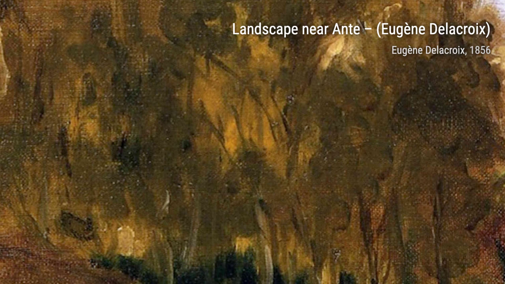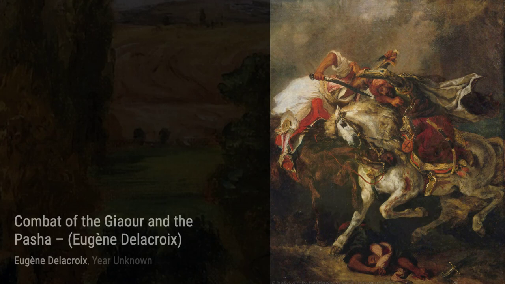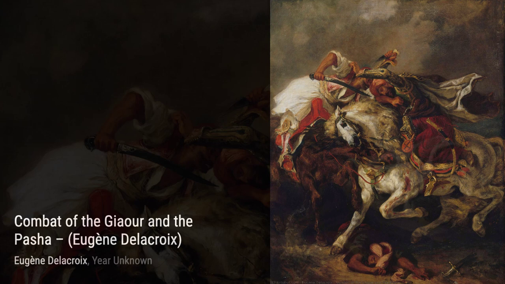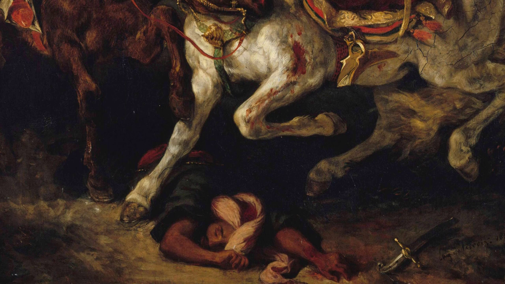Let's start with The Massacre at Chios. This powerful painting depicts the tragic events of the Greek massacre by Ottoman forces. Delacroix's use of bold colors and dramatic brushstrokes captures the intensity and horror of the scene. Moving on to Landscape near Ante, Delacroix transports us to a serene countryside. The delicate brushwork and soft hues create a peaceful atmosphere, inviting us to escape into nature's beauty.